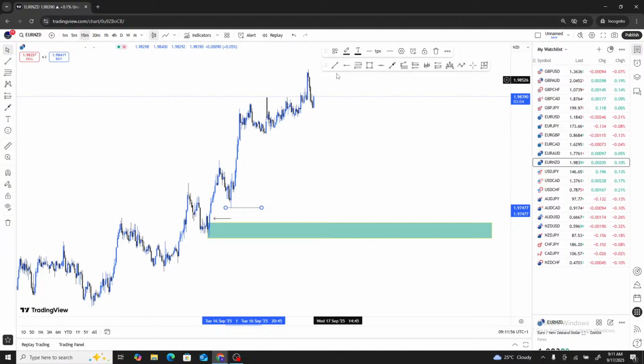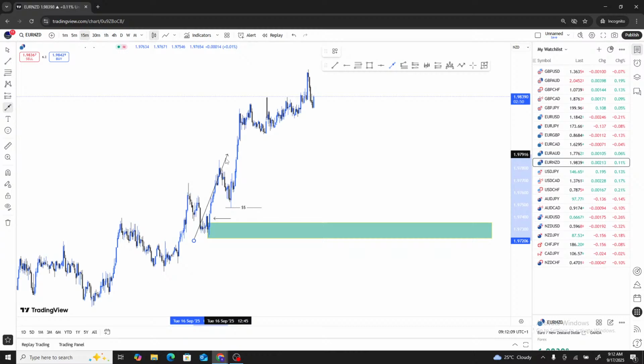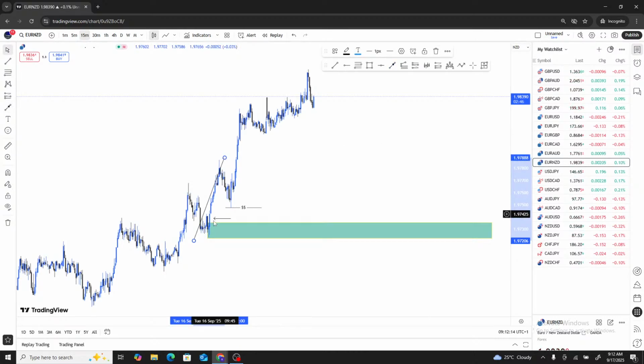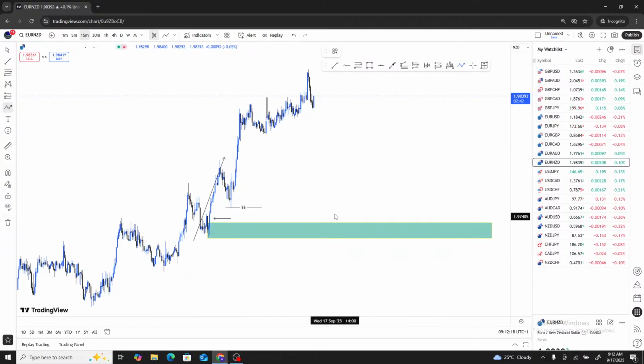Can you see? Liquidity, imbalance, it's broke structure, movement broke structure. We have imbalance, we have liquidity. We look for the same thing. Price should get in here, give us a confirmation entry, and continue to the upside.